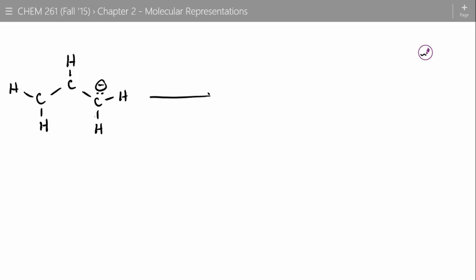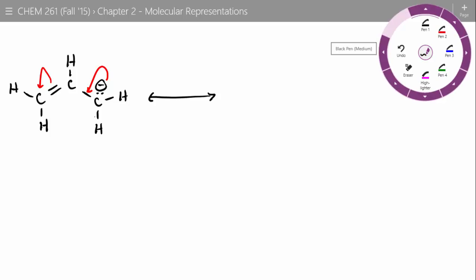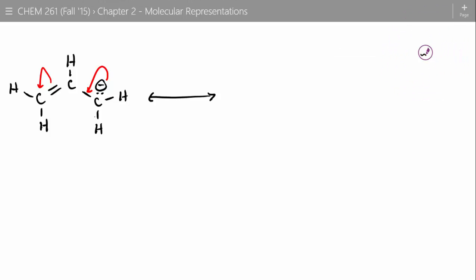If we were to draw the resonance structure for this, now what we do is we move the negative charge, meaning the lone pair, over to this position, and then we dump this pi bond over to the carbon. So we always push electrons. We don't ever push positive charges. So now we've got a double bond here, and now the lone pair is on the carbon on the other side.